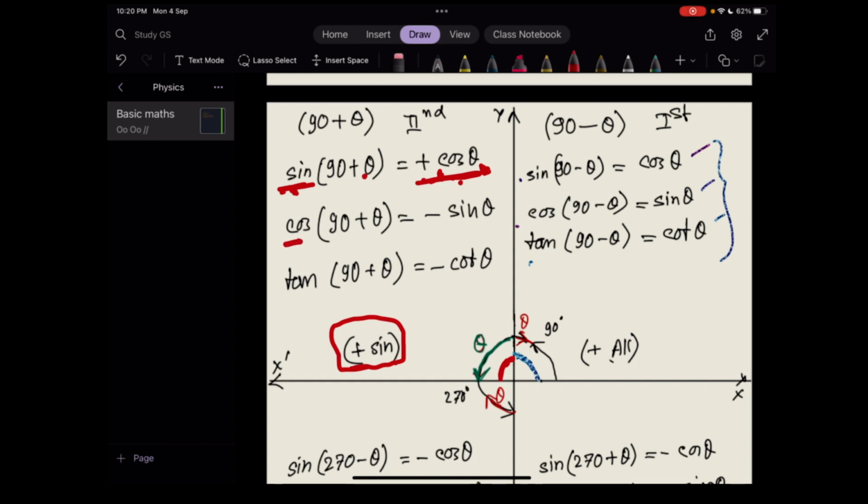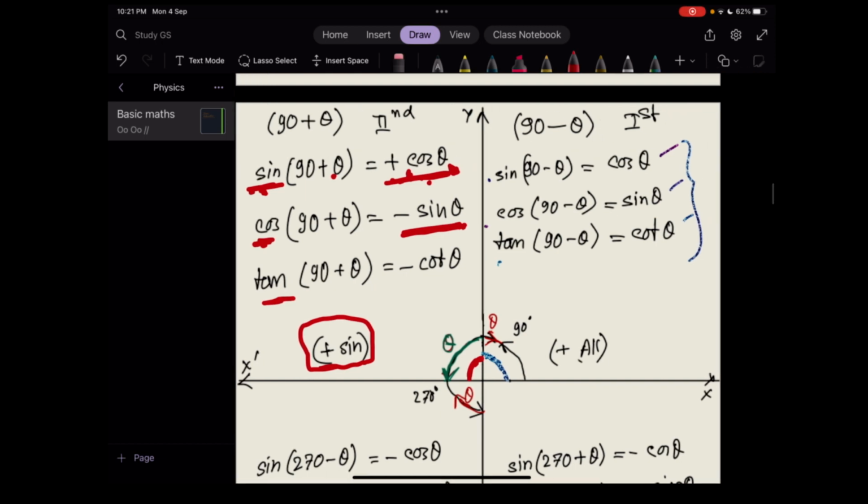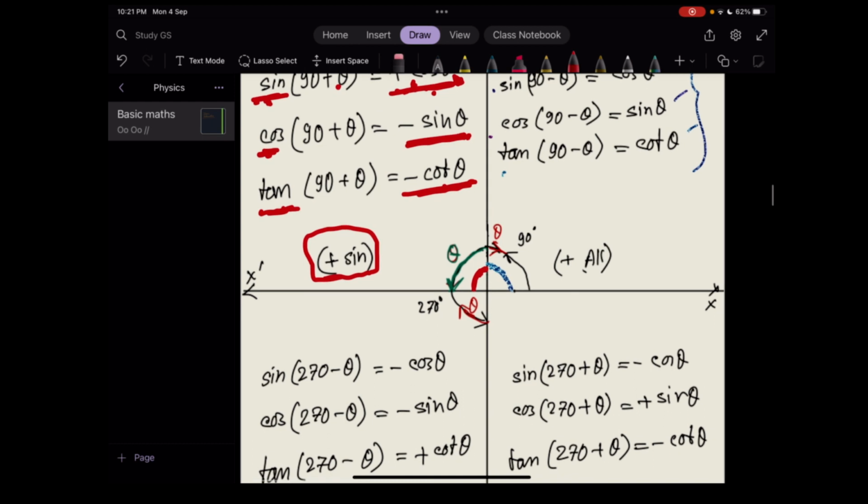Here cos 90 plus theta is minus sine theta. So here I have cos, it must be negative, so it is minus sine theta. Now tan 90 plus theta, tan must be negative in this quadrant, so it is minus cot theta. Tan 90 plus theta is negative, so cot theta is negative.